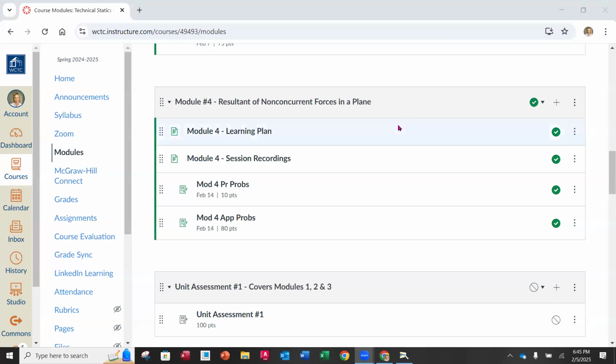There we go. Okay, so we're going to be starting module 4 now. So let's look at what we've got coming up here. The first thing that we have here is our learning plan. So we'll go back to that.